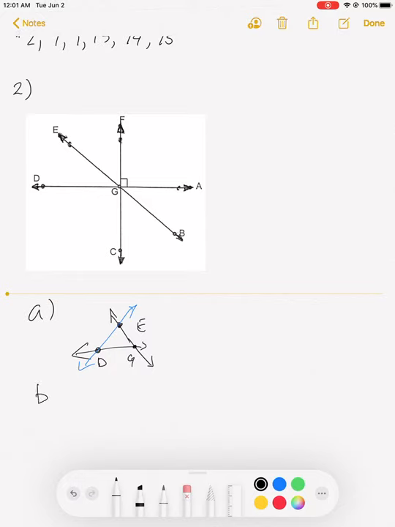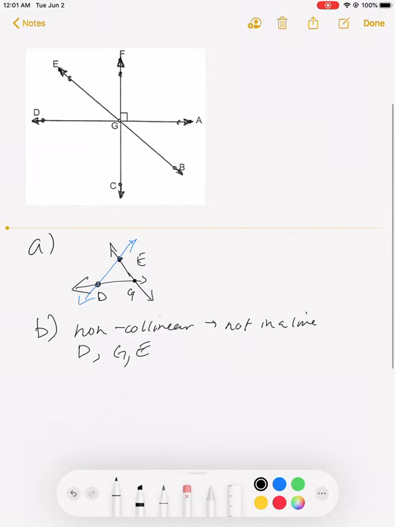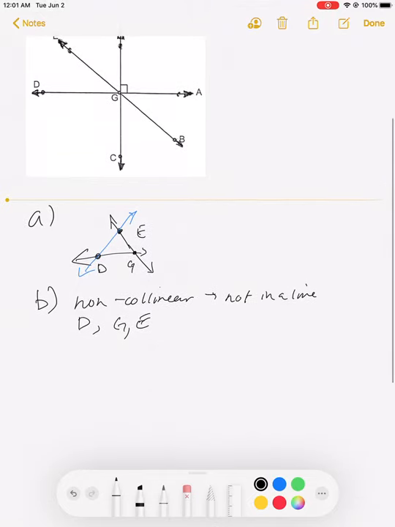Name 3 points that are non-collinear. So part B, non-collinear means that they're not in a line. Okay, so they could be like any number of things. So you have points D, G, E. Okay, those ones are not in a line. A, G, B, A, B, C, and so on.